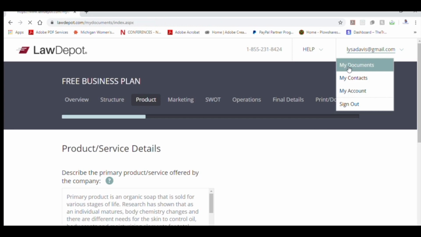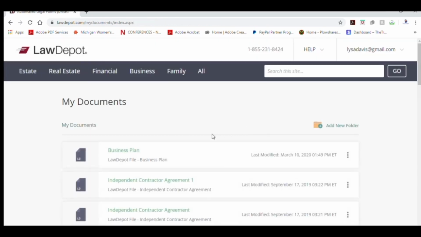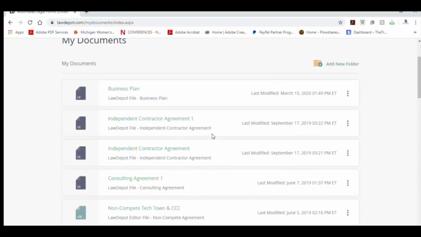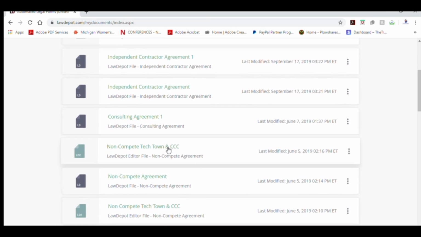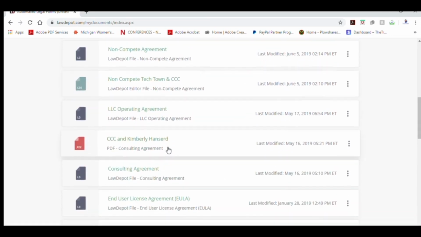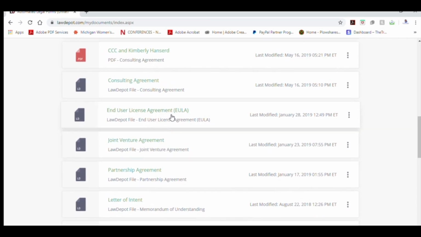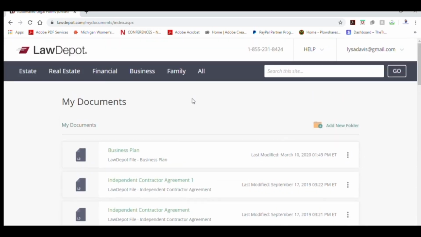Oh, here are my documents. So there's a lot of different templates in here that you can use. As you see, I've used it for consulting agreements, non-compete, LLC, end user agreements, joint venture agreements, partnership agreements. So it's really, really helpful to use as you're doing business.